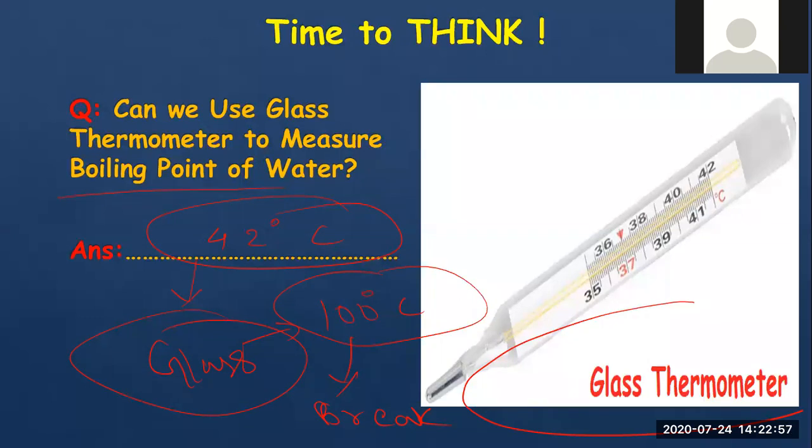Environmental error? No, this is not environmental error. The environment is not at all affecting. Is this an instrument error? Think about it. It is not observational. It is not environmental. Is it an instrument error?